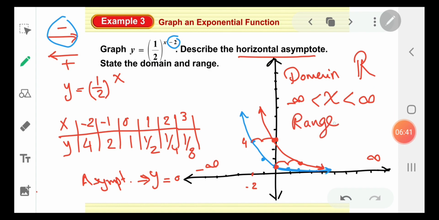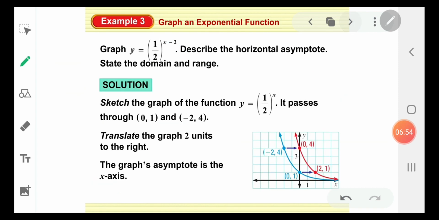About the range, since the whole graph is above the x-axis, above the asymptote, it is greater than 0. It is above y equals 0, which is the range y greater than 0. Let's see the accurate graph.